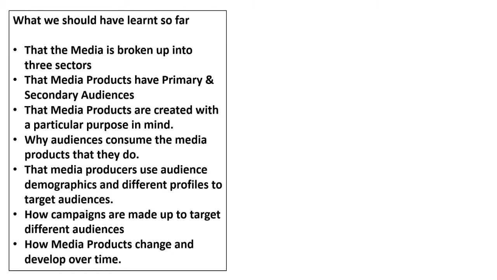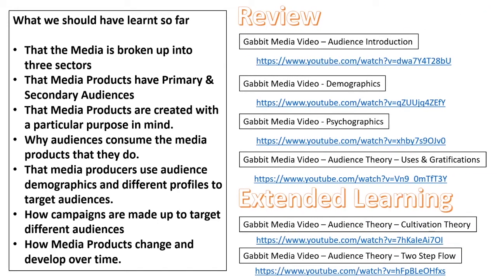What we've looked at so far is that the media is broken up into different sectors, 3 sectors. We've learned that media products have primary and secondary audiences, that media products are created with a particular purpose in mind, why audiences consume the media products that they do, that media producers use audience demographics and different profiles to target audiences, how campaigns are made up to target different audiences, and how media products have changed and developed over time.